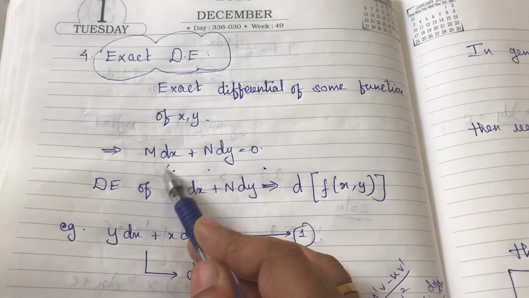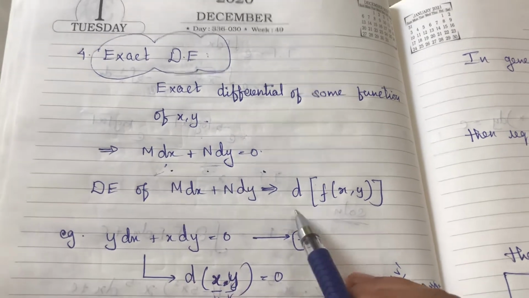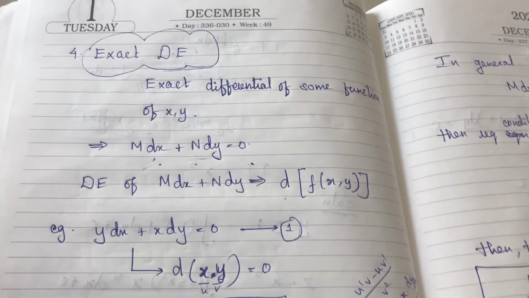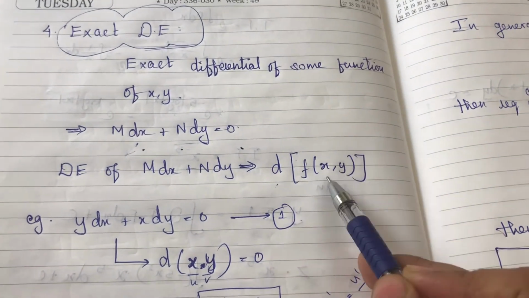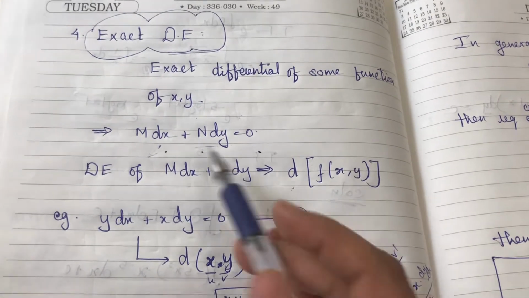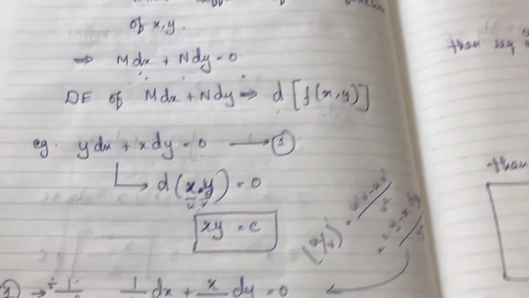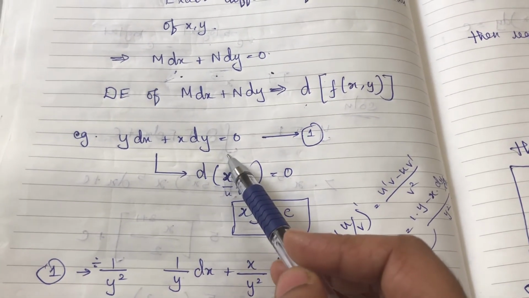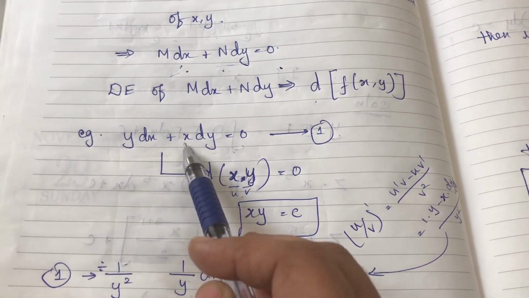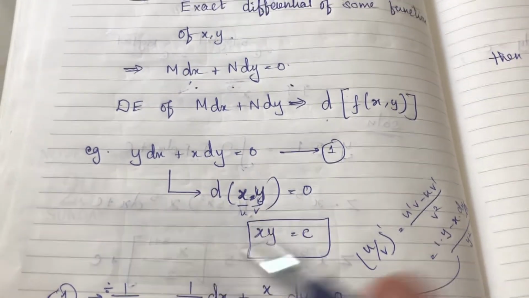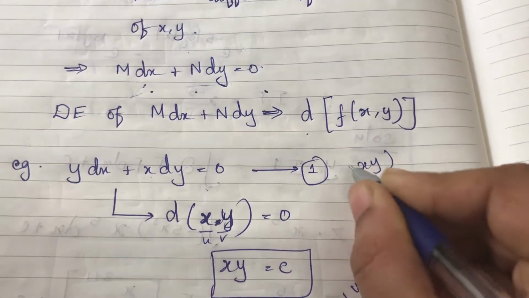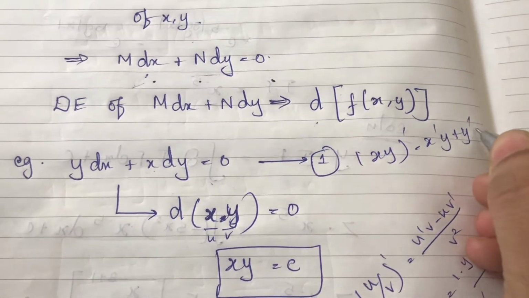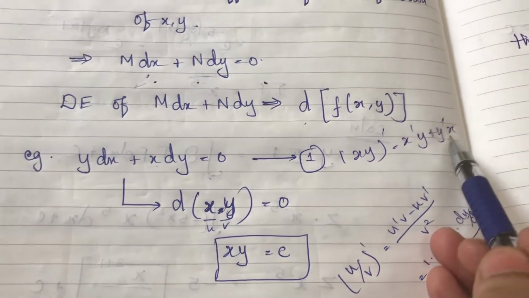So what is the differential equation of this term? It means d of the differential of this function. The function contains xy. So it is the differential of a function which contains xy. This is the differential equation for this term. So for example, if I say y into dx plus x into dy, I can easily say it is the differential equation of x and y. Because you can see here (xy)' is equal to x' into y plus y' into x, right?